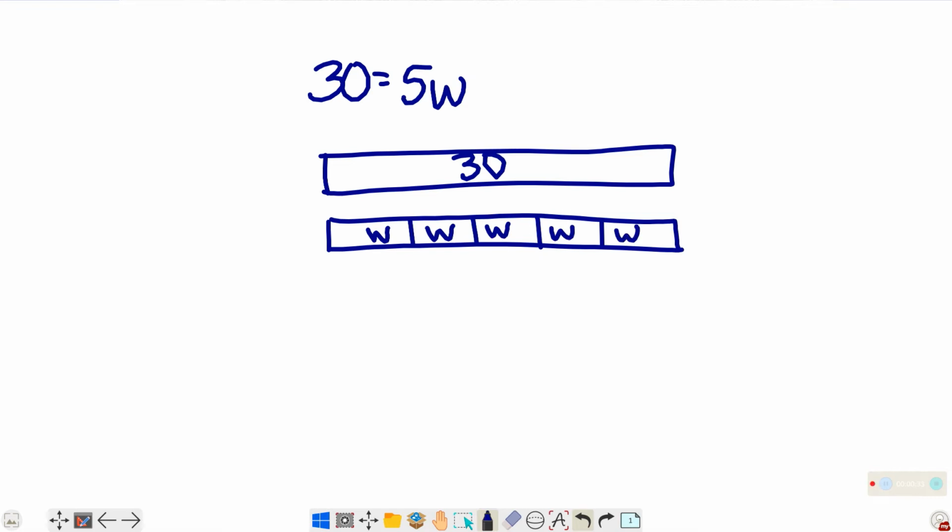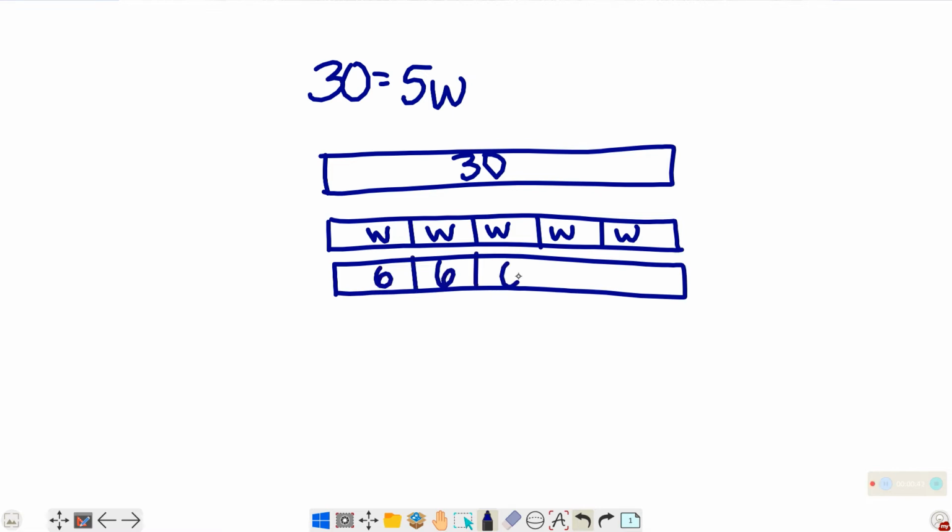Each W has to be the same amount. So if I split 30 into 5 parts, that means each piece would need to be 6. 6 and 6 make 12, plus 6 makes 18, plus 6 makes 24, plus 6 makes 30. So W has to equal 6.